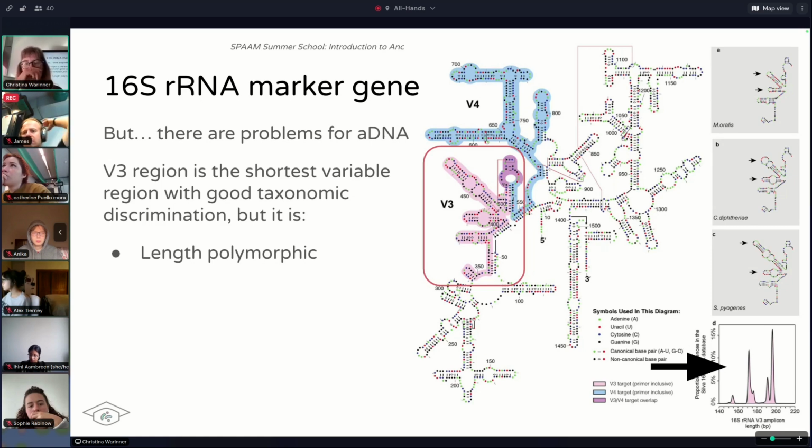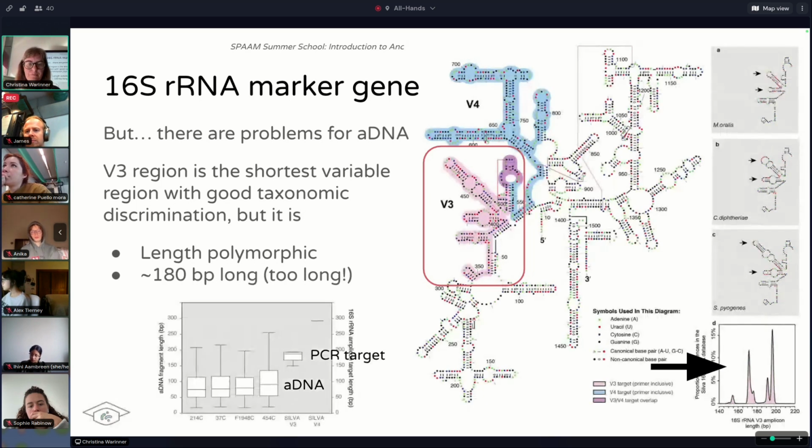And this causes problems because it means that our DNA template that we're amplifying off of is different lengths. And the V3 region itself is really too long for ancient DNA. It's on average about 180 bases long, and if you compare the target length with the actual measured fragment sizes of ancient DNA, you'll quickly see that we're amplifying in the tail of the distribution, just the tiny portion of ancient DNA that happens to be long enough, which represents only a tiny fraction of the ancient DNA that's actually there.